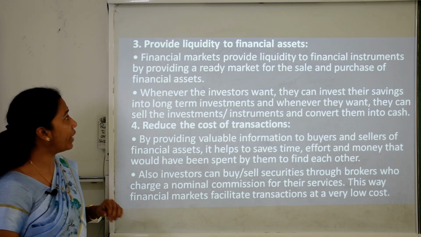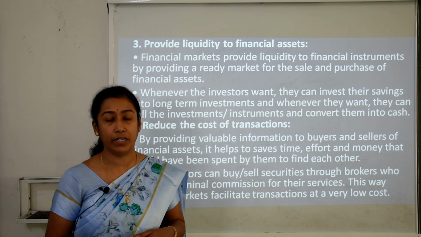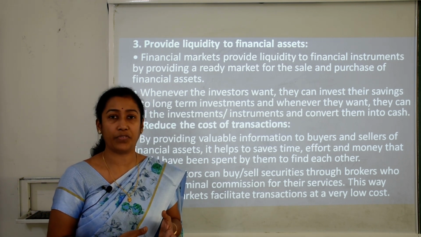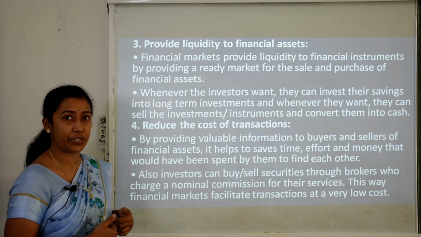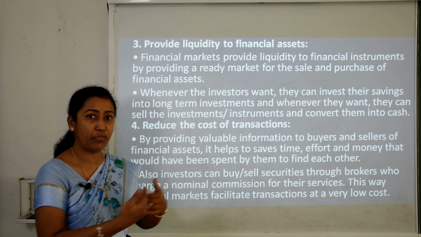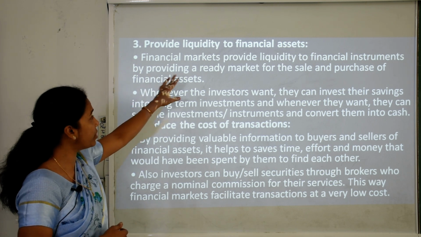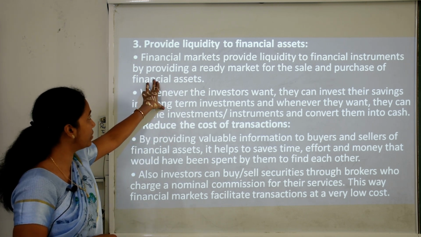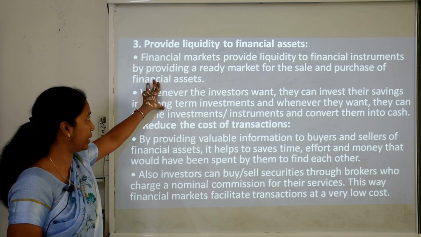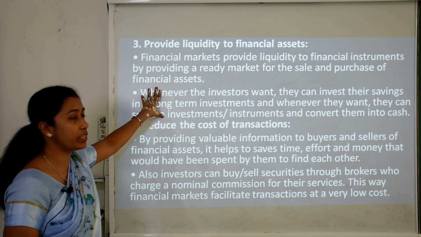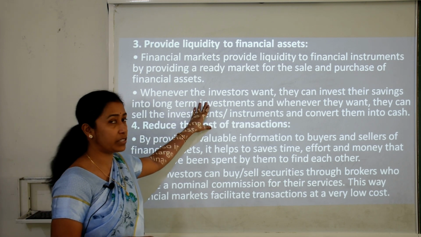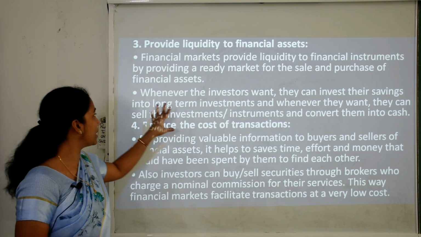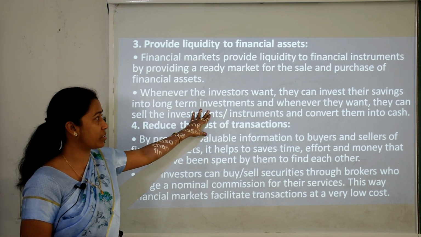Now third is providing liquidity to financial assets. This is also one of the functions. Liquidity means when there is a flow to financial assets. Financial market provides liquidity to financial instruments by providing a ready-made market for the sale and purchase of all these financial assets or securities. Whenever the investors want, they can invest their savings into long-term investment.